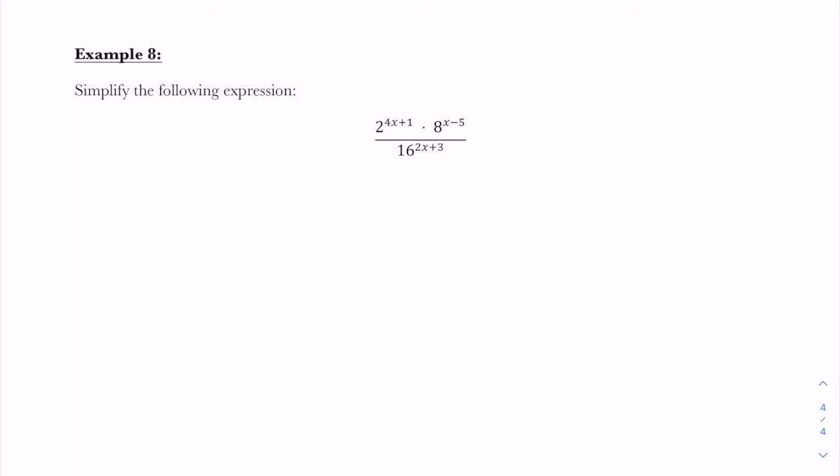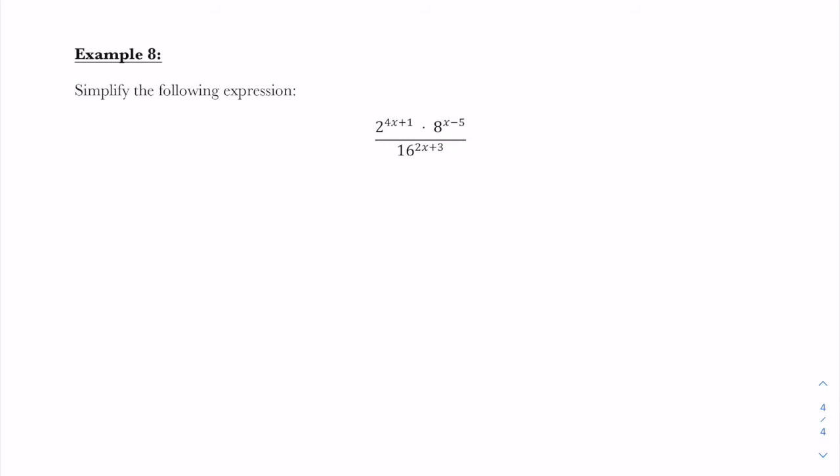Couple more to go, so let's continue practicing. We're asked to simplify the following expression. This would actually be a good time for you to pause the video and try it on your own. The technique is very similar to what we did in example 7. So please try it, and when you're ready, click play to resume.